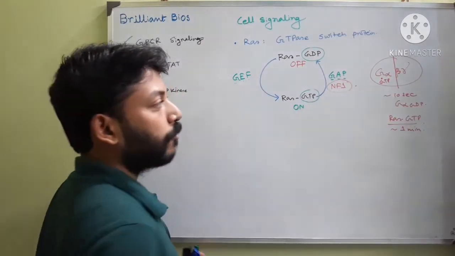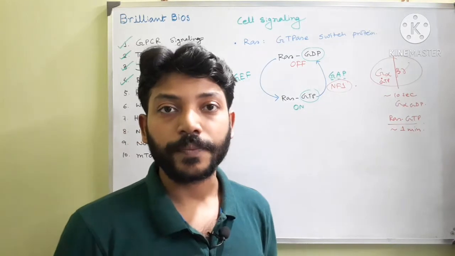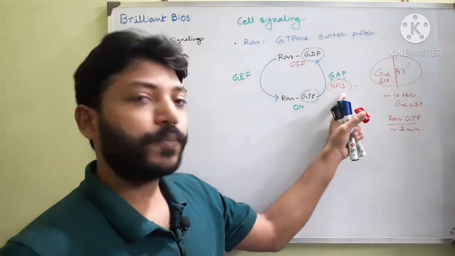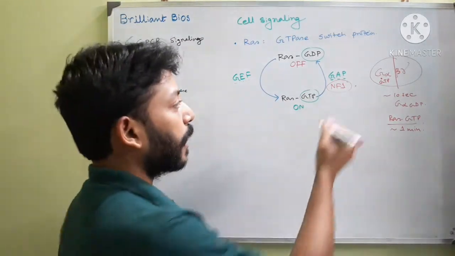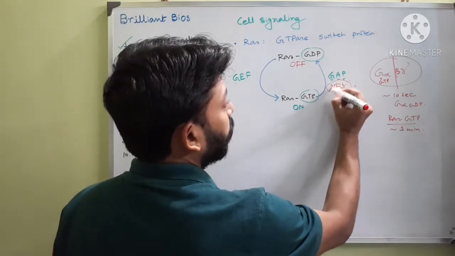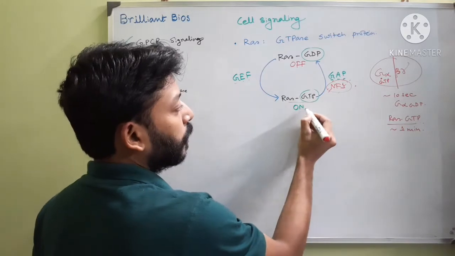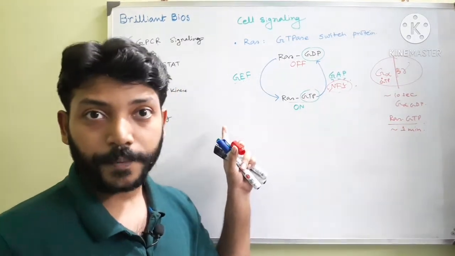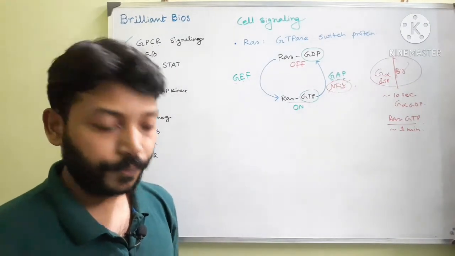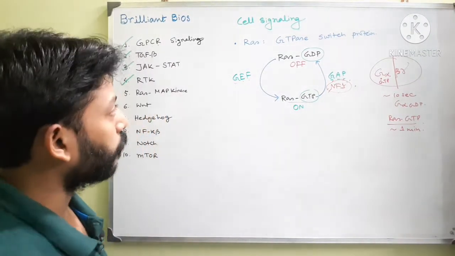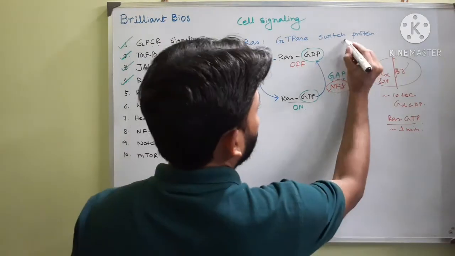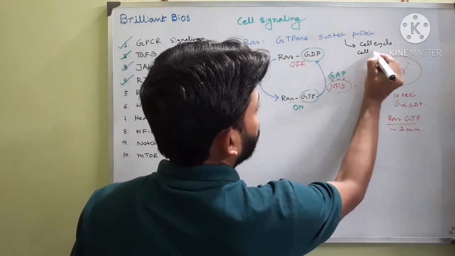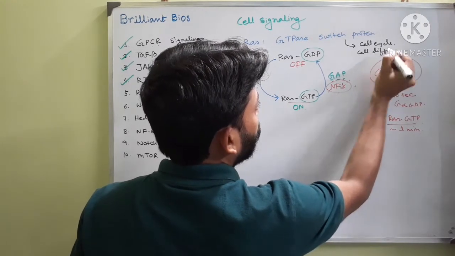NF1. The full name of NF1 is neurofibromatosis. This is a kind of tumor in the neurons. If this protein becomes inactivated, if this GAP protein becomes inactivated, then what happens? This Ras-GTP remains on, and the Ras MAP kinase pathway helps in the proliferation of a cell. So the targets of this signaling pathway are cell cycle and cell differentiation, mainly these two.